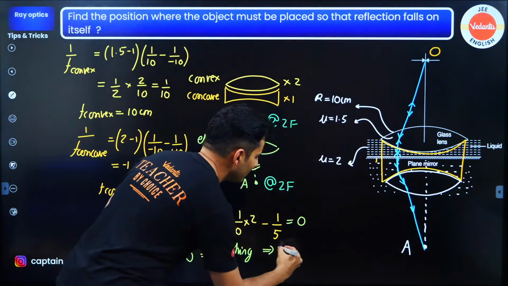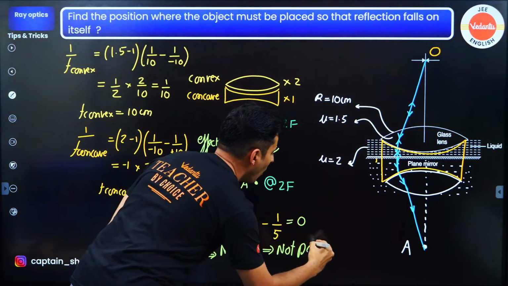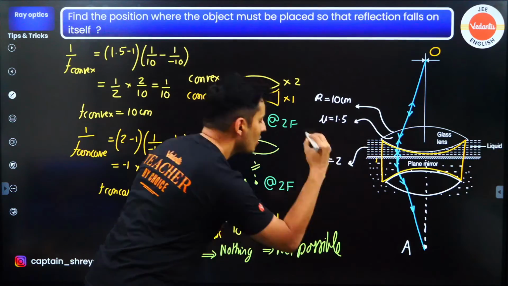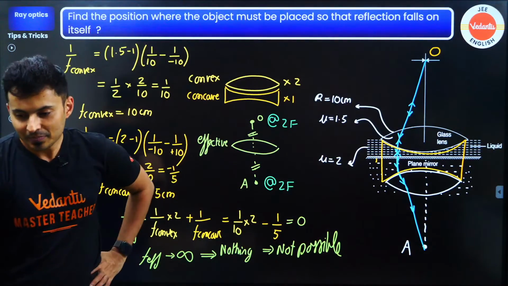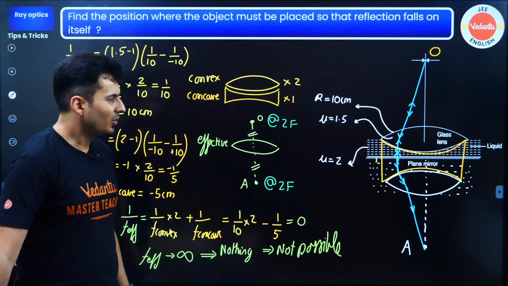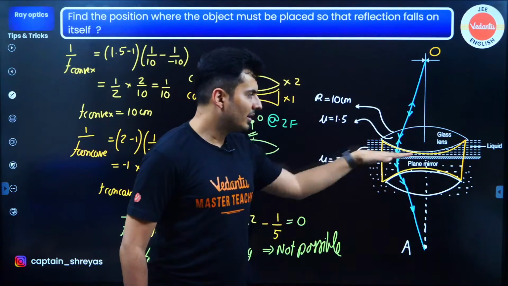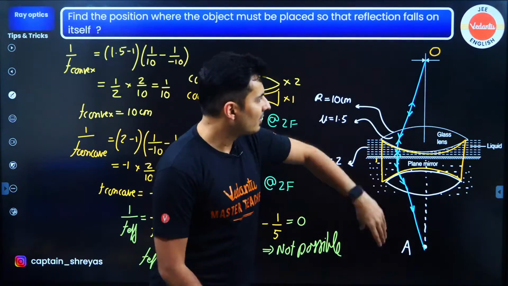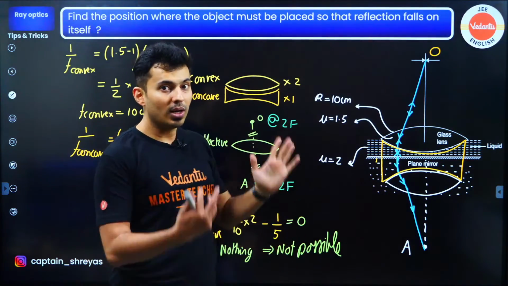So hence, this means it is not possible. It's basically a plane mirror. Because after all, there is a mirror over here. So when you reflect it back, you will see that the focal length is infinity.